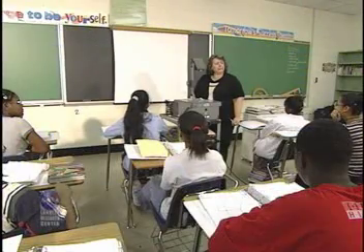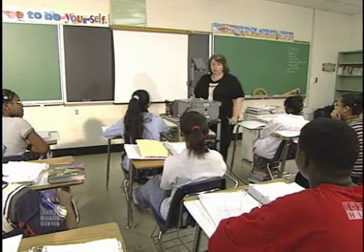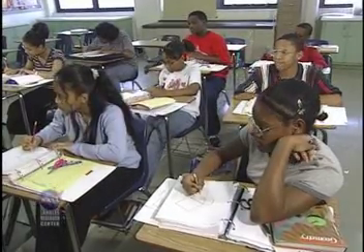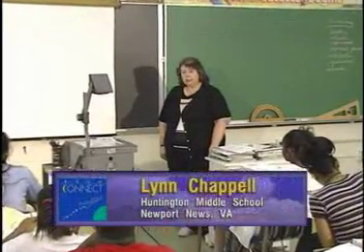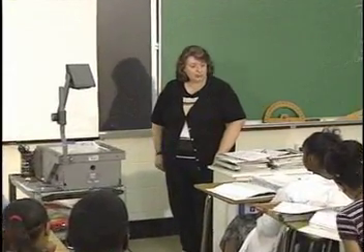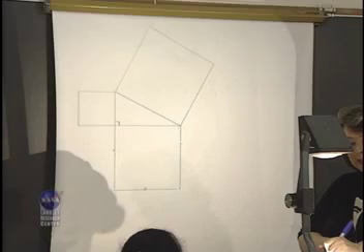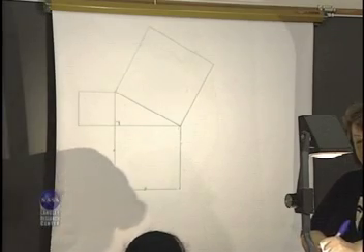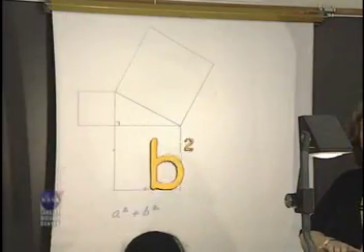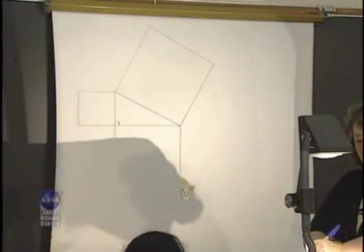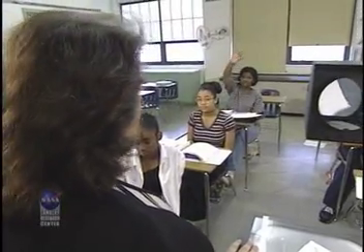My friend Lynn Chappell is an 8th grade math teacher at Huntington Middle School in Newport News, Virginia. Let's see what information she has about Pythagoras and geometry. The most important discovery that Pythagoras made was the relationship between the longest side of a right triangle and the two shorter sides. The longest side of the right triangle is called the hypotenuse. Now remember, the Pythagoras' theorem is a squared plus b squared equals c squared. Now, who could tell me what that means? Charmaine. The sum of the squares of the two shorter sides, a plus b, equals the square of the longest side, c, which is the hypotenuse.